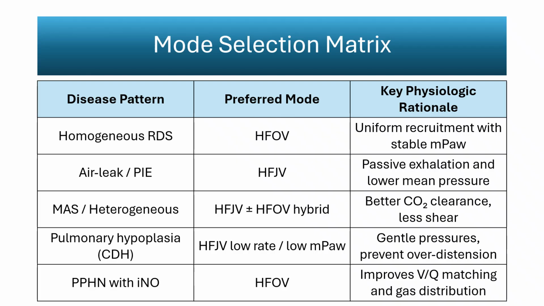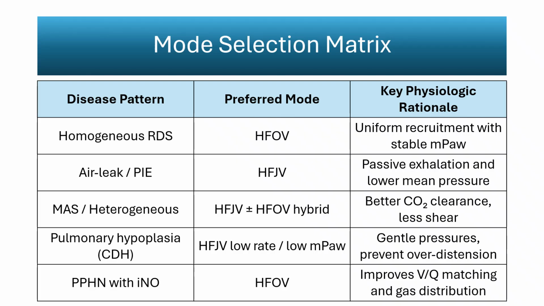Passive exhalation and adjustable baseline pressure from the conventional ventilator allow independent control of oxygenation and carbon dioxide clearance. HFJV is also useful when precise carbon dioxide management is required despite fragile compliance, as in pulmonary hypoplasia or post-operative diaphragmatic repair. The decision matrix can therefore be summarized by physiologic goals. Choose HFOV when oxygenation and uniform lung recruitment are the priorities. Choose HFJV when ventilation control, air leak management, or pressure limitation are paramount.